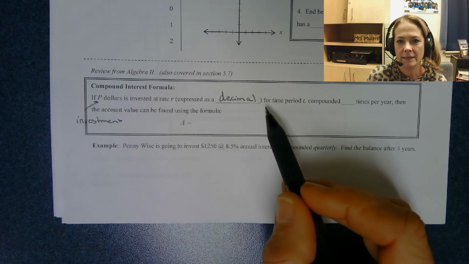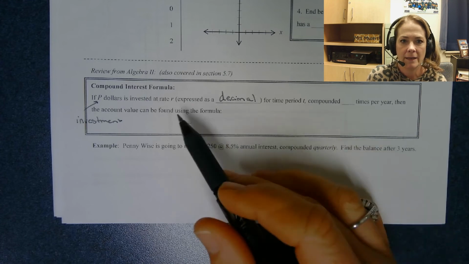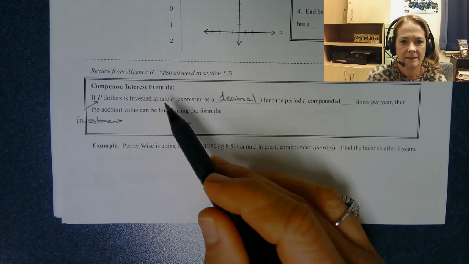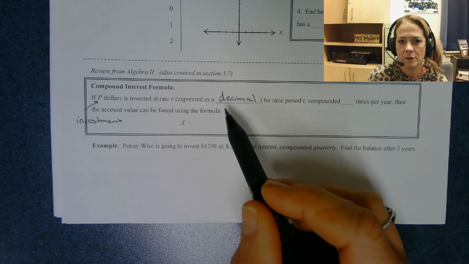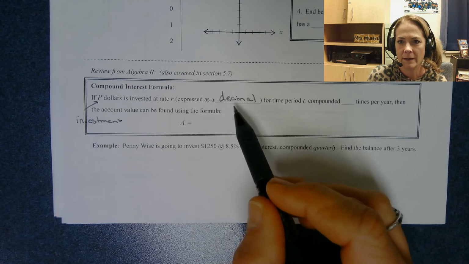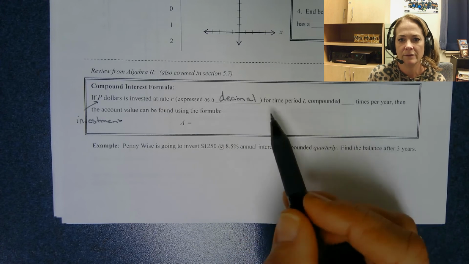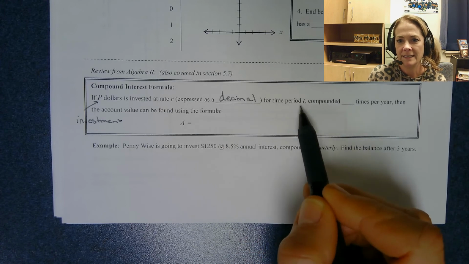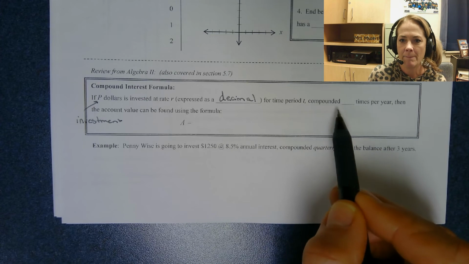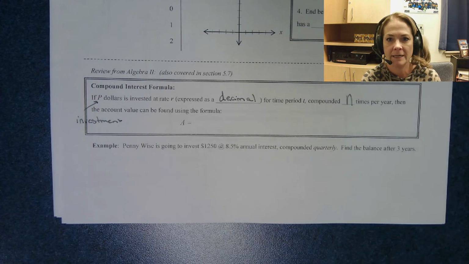And then you're going to invest the money for some time period, T, and you're going to earn money on your money. So as it sits in the bank, let's say the bank is going to pay you for letting them hold your money, because they're not holding it, they're investing it and making money on it. So they're going to pay you a little bit for that, and that's called interest. So they're going to have it for some time period, T, and then it's going to be compounded N times per year. Okay, so what does that word compounded mean?